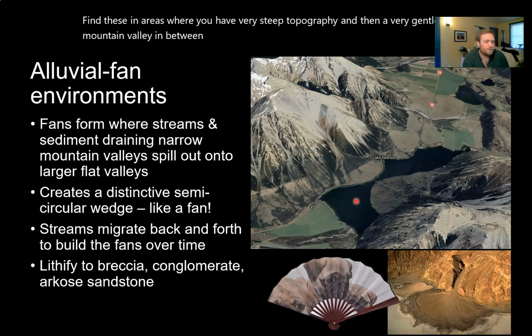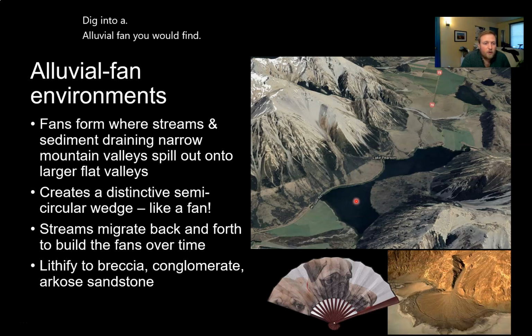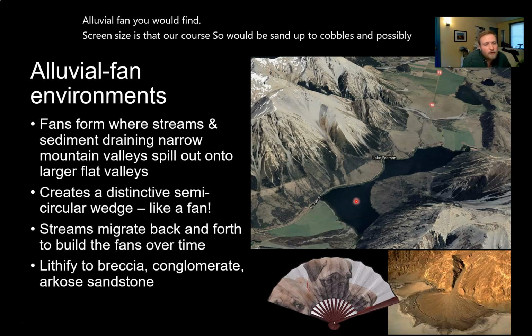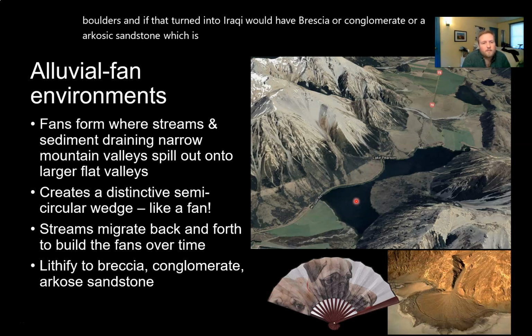Okay, so if we were to dig into an alluvial fan, you would find grain sizes that are coarse. So it'd be sand up to cobbles and possibly boulders. And if that turned into a rock, you would have breccia or conglomerate, or an arkosic sandstone, which is sort of an unweathered sandstone. So just to show you guys what these fans look like on the landscape, right?